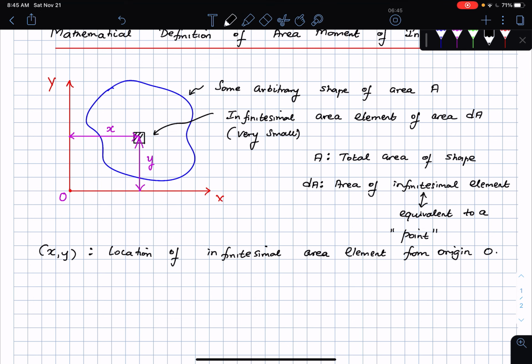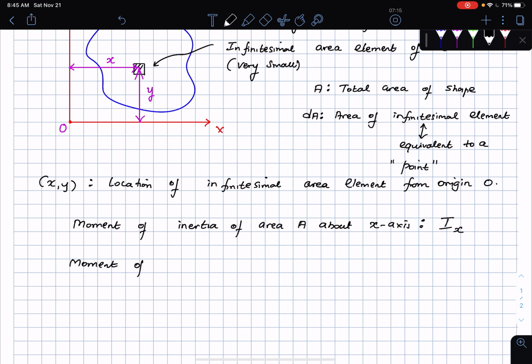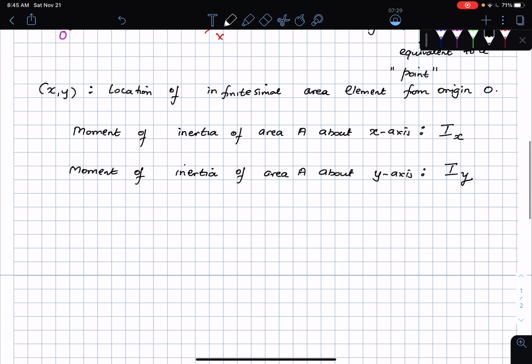Then if I call the moment of inertia of the area A about the x-axis I suffix x, and likewise the moment of inertia of area A about the y-axis I suffix y, then the mathematical definition is the following.